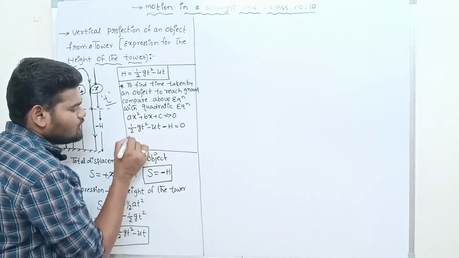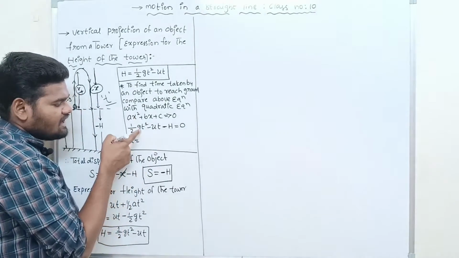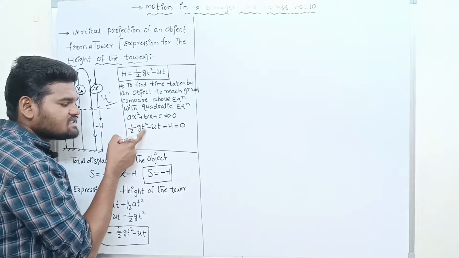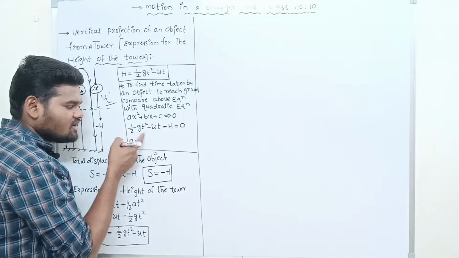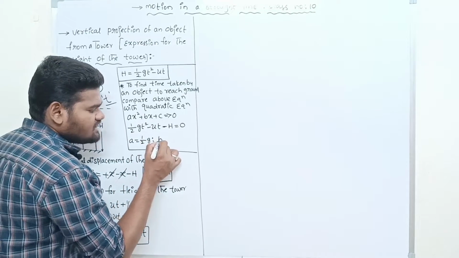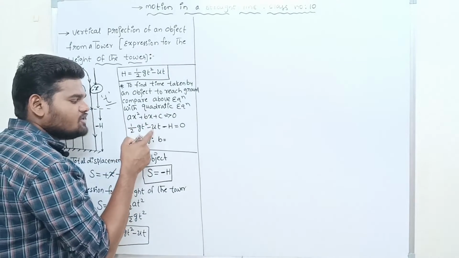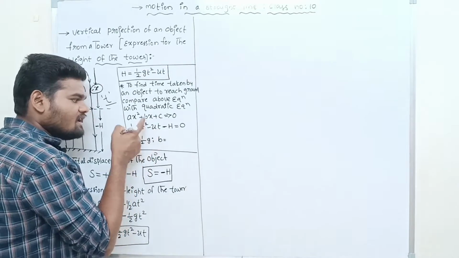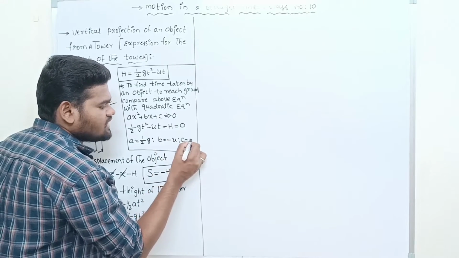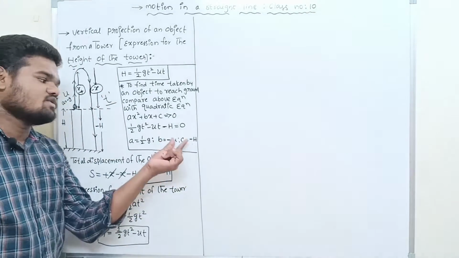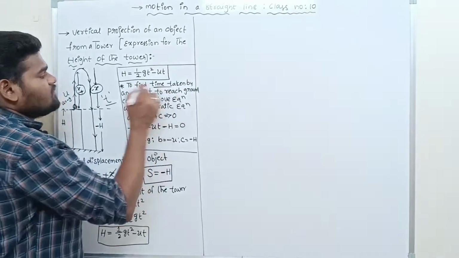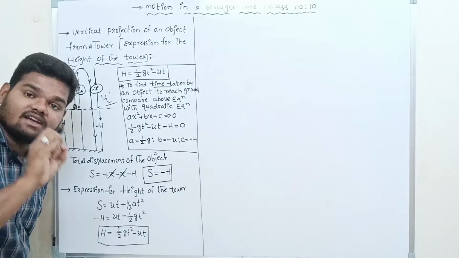Okay. So what is the value of a? Compare these two equations. A is equals to how much? Ax square. Okay. Half gt square. Then a is equals to half g. And b is equals to what? Bx. Ut. At the place of x, we have t. At the place of b, we have minus u. And c is equals to how much? Minus h. Now what we have to find? We have to find the time taken by the object to reach the ground.